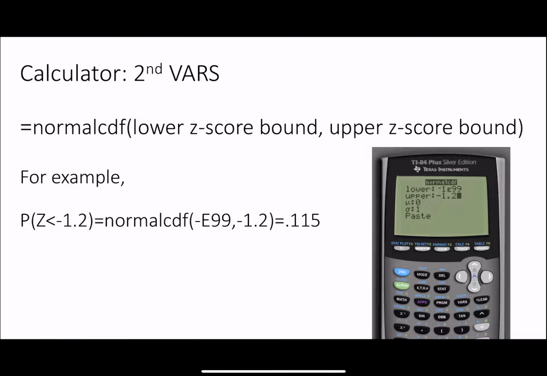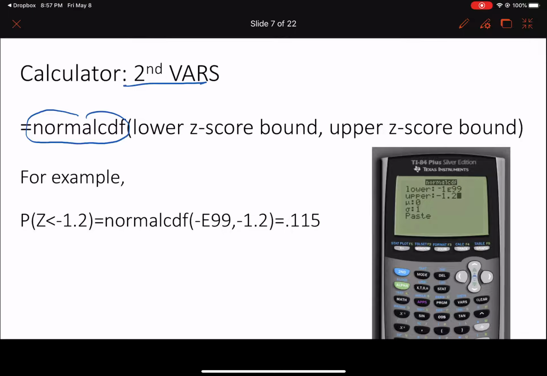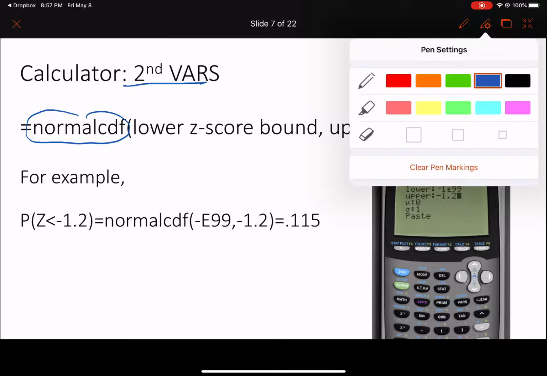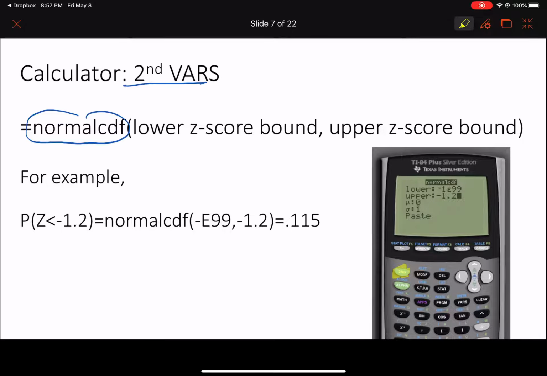So here we go. We're going to use our second vars key. So we'll use second vars and then go to normal CDF. So remember we did second vars before and we scrolled all the way down to the binom CDF. This right here, second vars, and then normal CDF is your second choice. So for your lower, here I want to know what the area under the curve is for a z-score of -1.2.